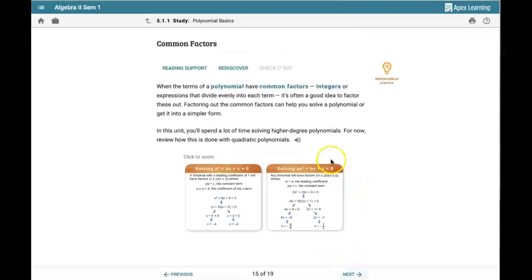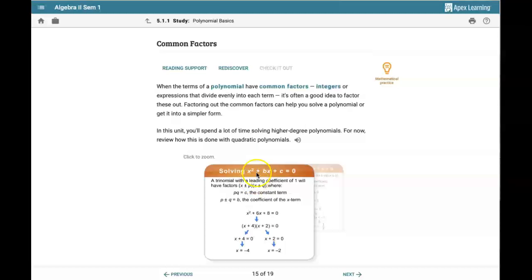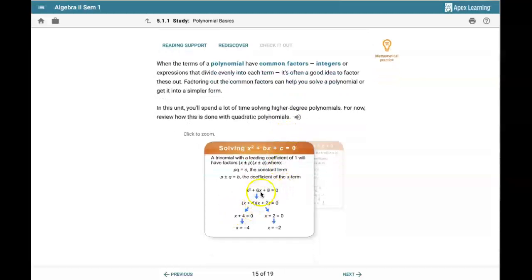Again, talking about common factors. The first common factor that we talked about was pulling a value out of every term. So if everything was multiplied by 2, we could pull 2 out, and that would be a common factor. Another way of doing this is factoring quadratics, where we can figure out what those two factors are, set them equal to 0, and solve for the answers. So we spent a lot of time dealing with quadratic problems.